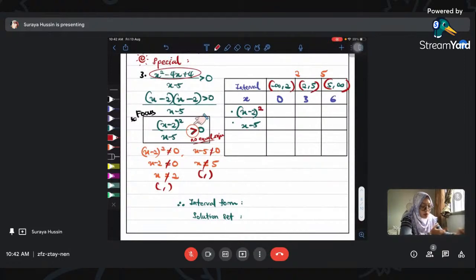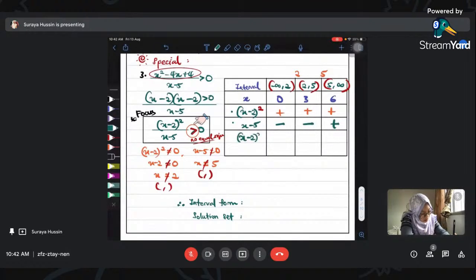You letak sahaja apa yang di atas dan di bawah rational tersebut, dan masukkan nilai. Since this is squared, guys. Nampak je squared, kita terus tahu this will be positive, positive, positive. Apa-apa nilai yang dalam squared memang sentiasa positif. Always positive. So every number here is positive. Manakala kalau yang x minus 5 ni pula, kamu akan dapat negative, negative, and positive.